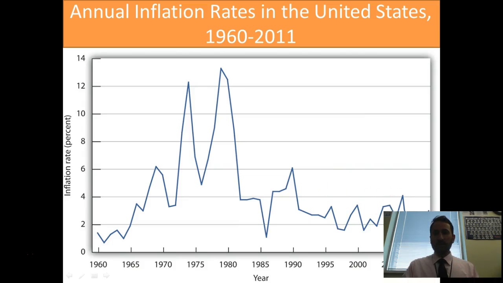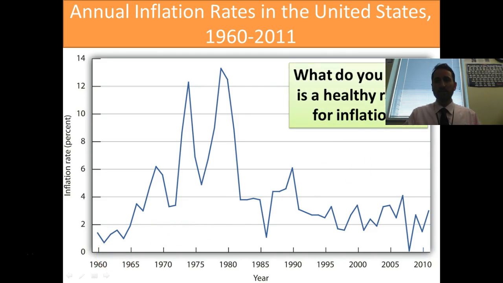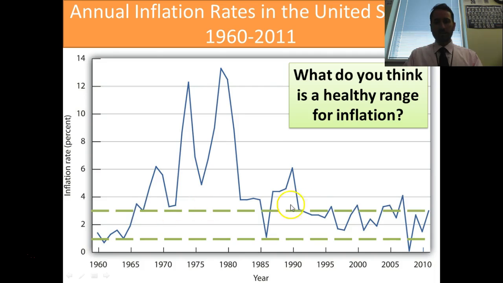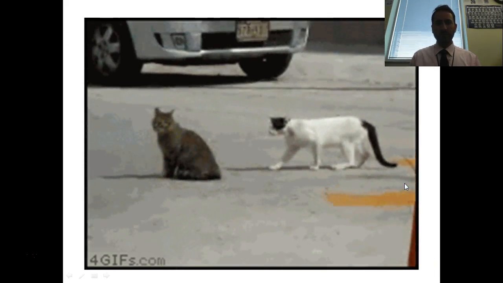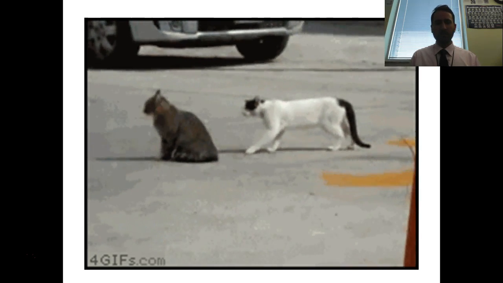And so if we look at this graph of inflation over the past 50 years, we want to think, what is an appropriate level of inflation for a healthy economy? And if you're thinking it's probably around here, around 1 to 3%, you're exactly right. That's where we want to be. So building upon that idea, I have this video. I want you to think, what does this have to do with inflation?